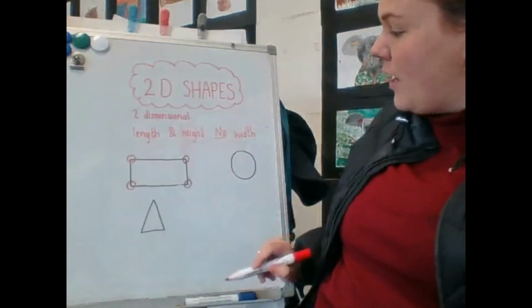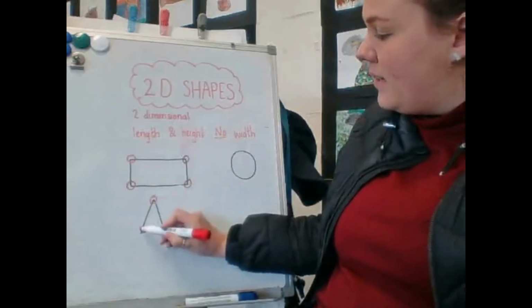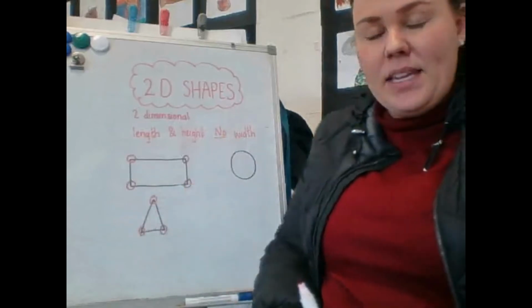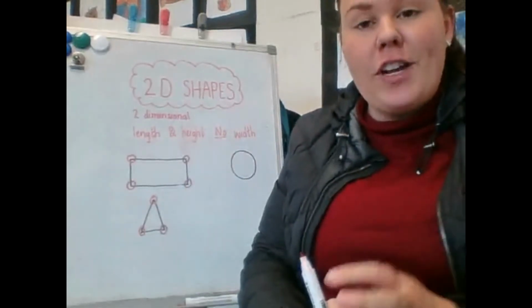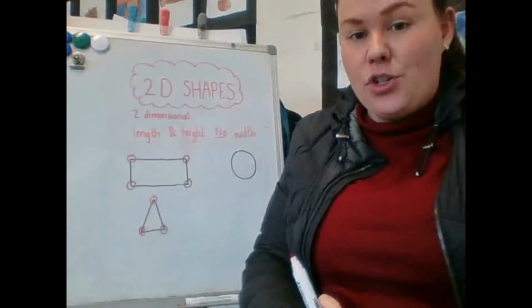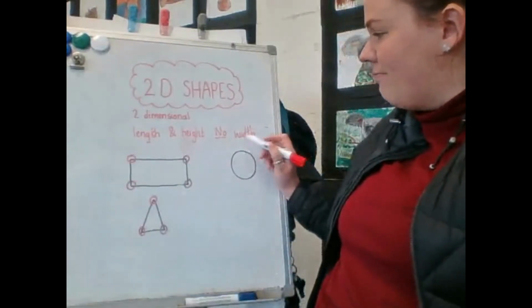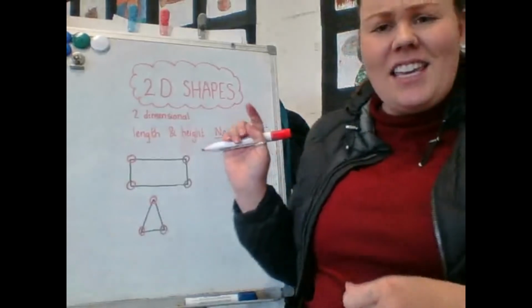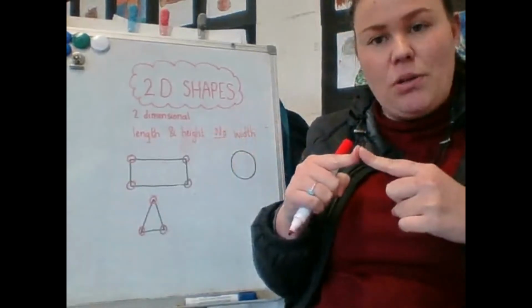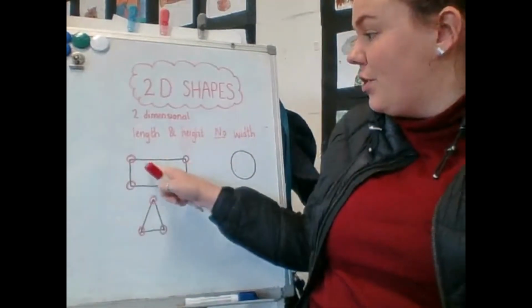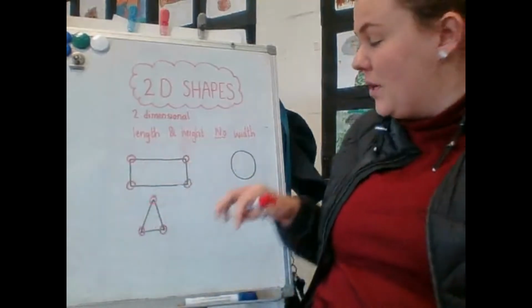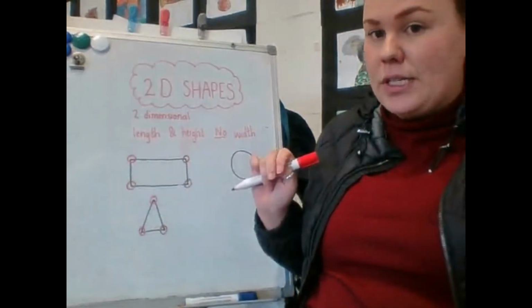For a triangle, there is 1, 2, 3. There's four vertices on a rectangle, 3 vertices on a triangle, and for a circle, there's none. The edges don't meet into a point on a circle at all like they do on our rectangle and our triangle. So there's no vertices to record for a circle.